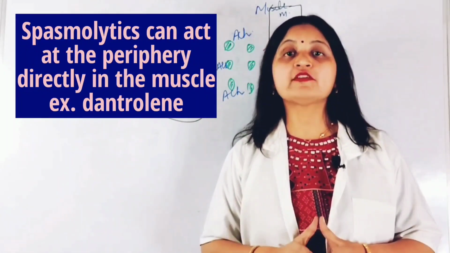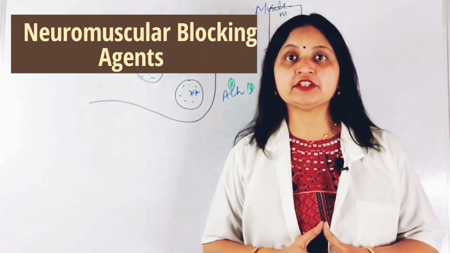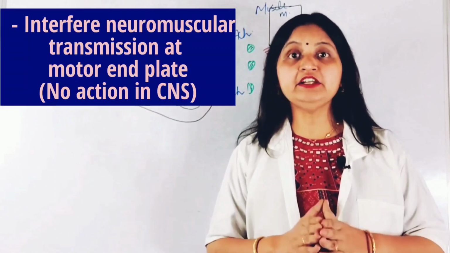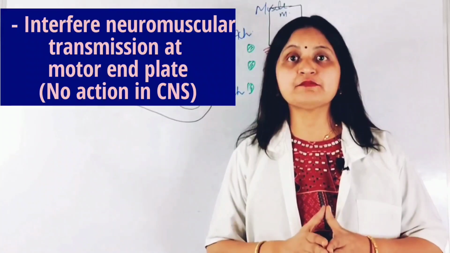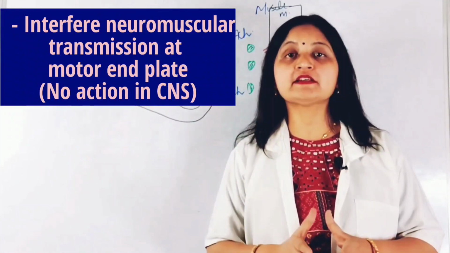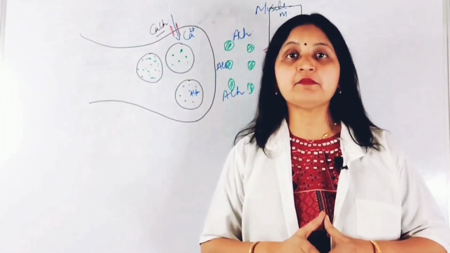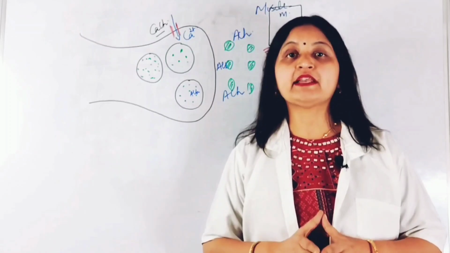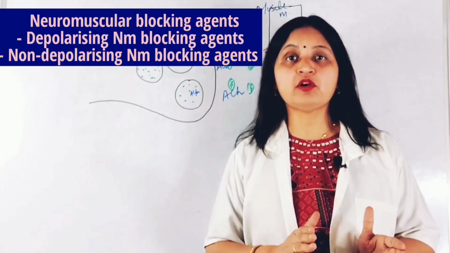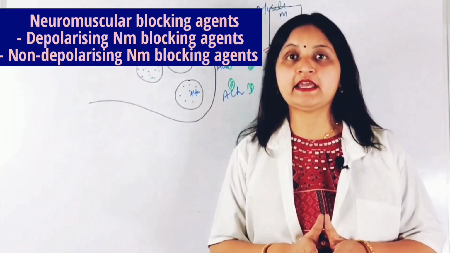The next category of skeletal muscle relaxants are the neuromuscular blocking agents. So these are the drugs that interfere with the neuromuscular transmission at the motor end plate. They reduce the neuromuscular transmission at the neuromuscular junction and cause skeletal muscle relaxation. They can be classified as non-depolarizing neuromuscular agents and depolarizing neuromuscular agents.